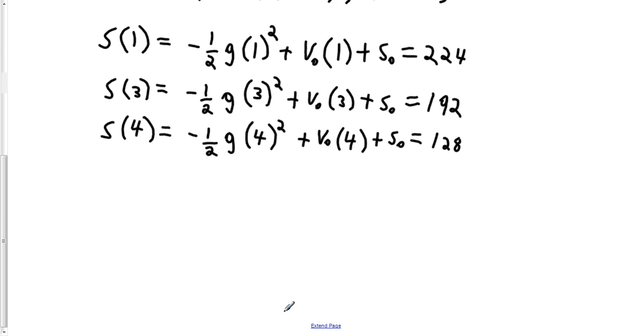So I get these three equations. I have a system actually of three equations with three unknowns. All right? So what I'm going to do first is I'm going to clear the fractions on these first two equations.